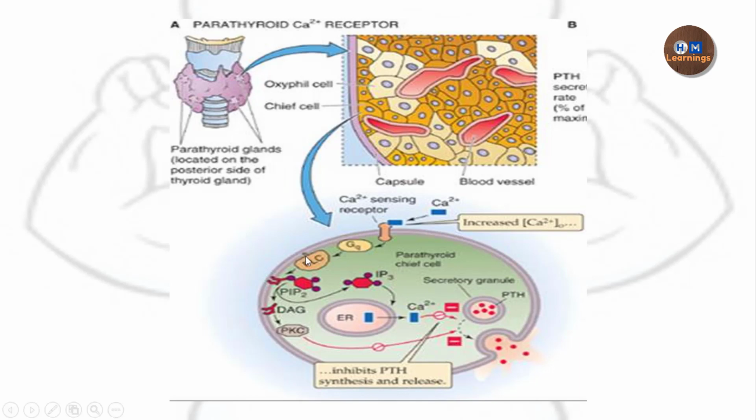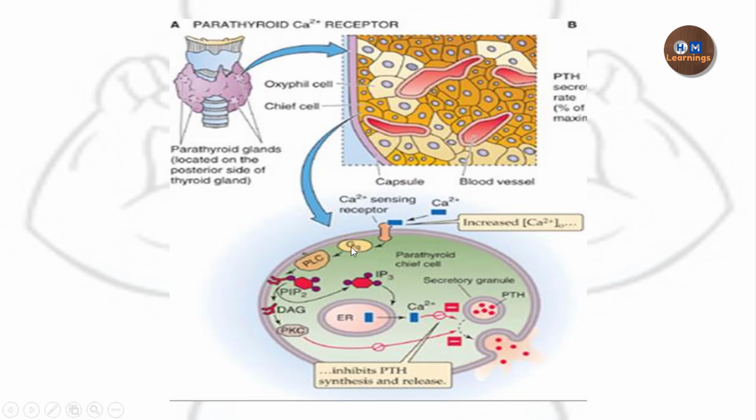So on the plasma membrane of the chief cell of the parathyroid gland, there is a receptor, which is a calcium sensing receptor. The name itself says that it senses the calcium levels in the plasma. Correctly, you can remember it is the free ionized form of calcium which is being sensed by this calcium sensing receptor. So calcium will come and bind to this calcium sensing receptor, and this calcium sensing receptor is a type of G protein coupled receptor.